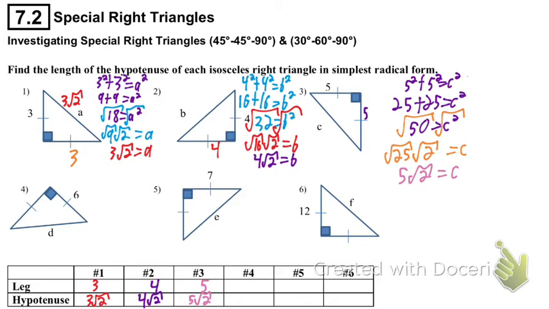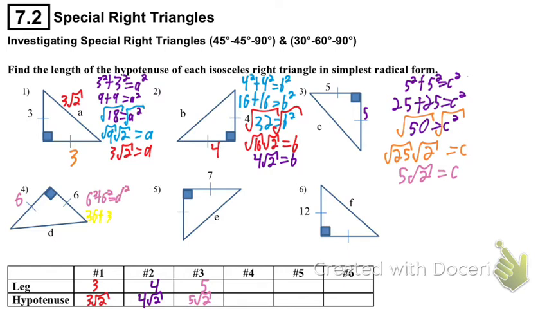Questions on those 3 so far? All right. Let's look at 4. The leg was 6. So to find the hypotenuse, 6 squared plus 6 squared equals d squared.